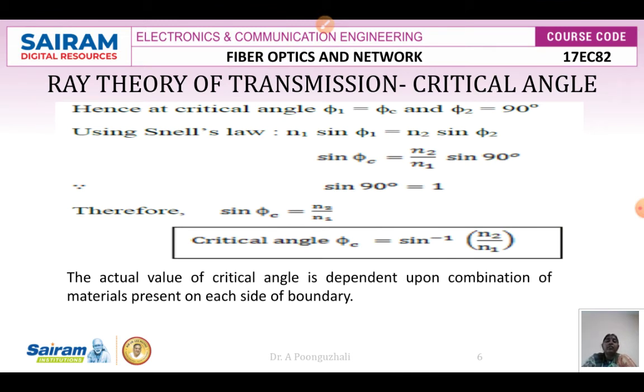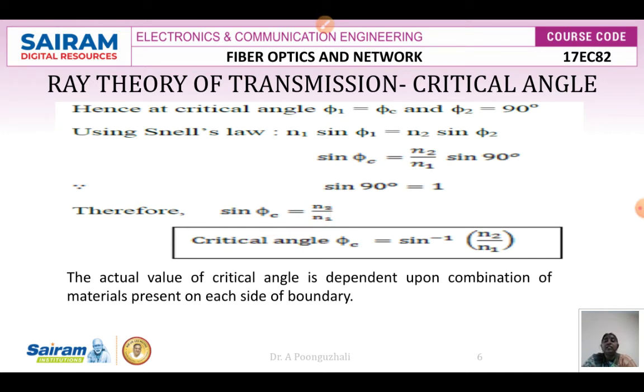So here we are going to find out the relationship between the critical angle and the refractive indices. Using Snell's law, when phi 1 is equivalent to phi c and phi 2 is equivalent to 90 degrees, if I substitute these values in the Snell's law equation, it is going to be n1 sin phi c is equivalent to n2 sin phi 2. Phi 2 is 90 degrees, so sin 90 is going to be 1. So n2 by n1 goes on the right hand side. Sin phi c is equal to n2 by n1. We are in need of the critical angle phi c, so phi c is equal to sin inverse of n2 by n1.